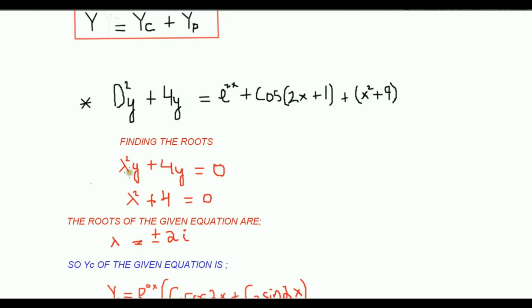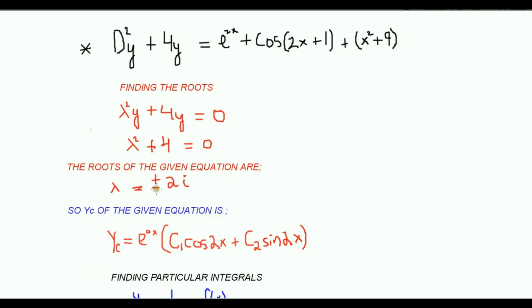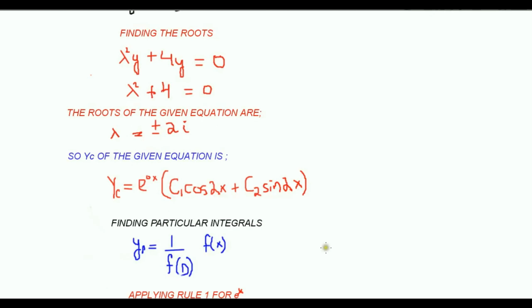So the auxiliary equation will become lambda squared y plus 4y is equal to 0. By taking y common, my auxiliary equation will become lambda squared plus 4 is equal to 0. So the roots of the given equation will be plus minus 2i. As these roots are complex, case number 3 for the complementary function will be used. So my complementary function will be equal to c1 cos 2x plus c2 sin 2x.